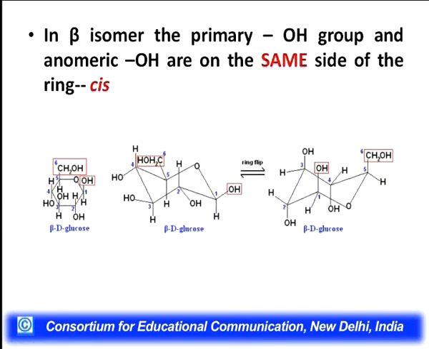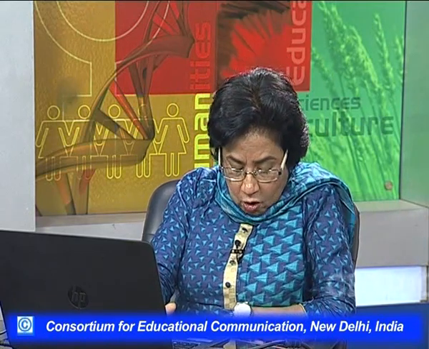Whereas in beta form, the OH will be on the same side. So what we find here is that in this case, the CH2OH on the 5th carbon and the OH, anomeric OH, are on the same side. When we flip the ring, we find that again in this case, both are at the equatorial position. Now, as long as we keep on following the rules, we can easily transform Fischer projection to Haworth projection and Haworth projection to chair conformation.